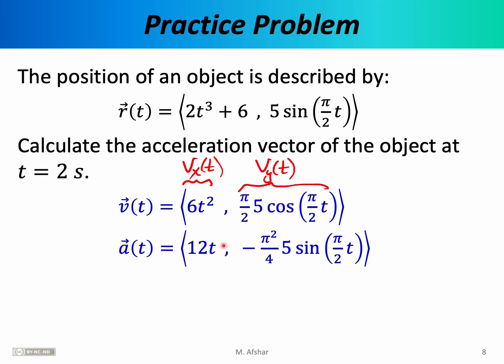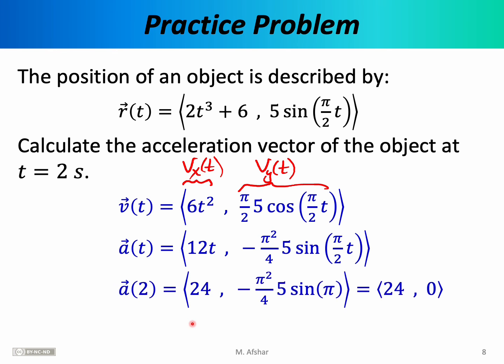Now we're not done yet because the question asks for the acceleration vector at a specific time. Specifically, we want to know what the acceleration is at 2 seconds. So now we need to plug in 2 for t. When we do that, we find that the acceleration vector at 2 seconds is 24, 0. The 0 comes from the fact that sine of pi is 0.